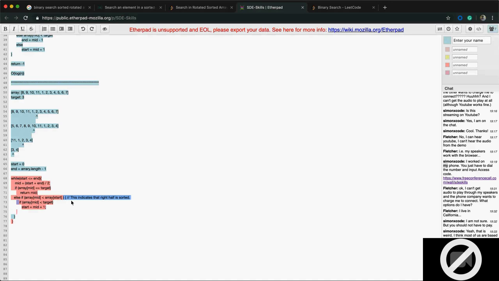Else, if array of mid is greater than the target, it means we need to go to the left side, because that left side is rotated.